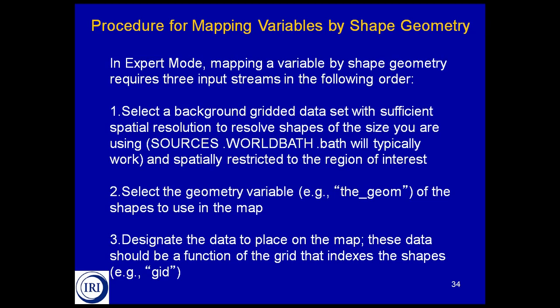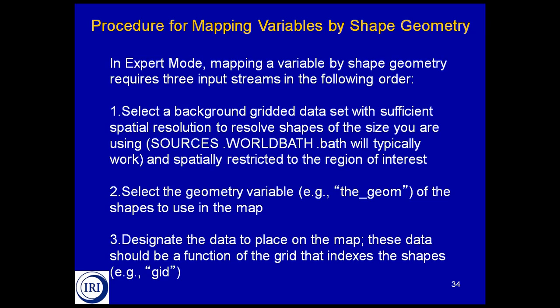We're not going to be mapping this variable itself. Next, we select the geometry variable, in other words, the underscore geom variable of the shapes to use in the map. And then third, we designate the data that we're going to place on the map. And these data should be a function of the grid that indexes the shapes. And in our case, it's going to be, well, GID.